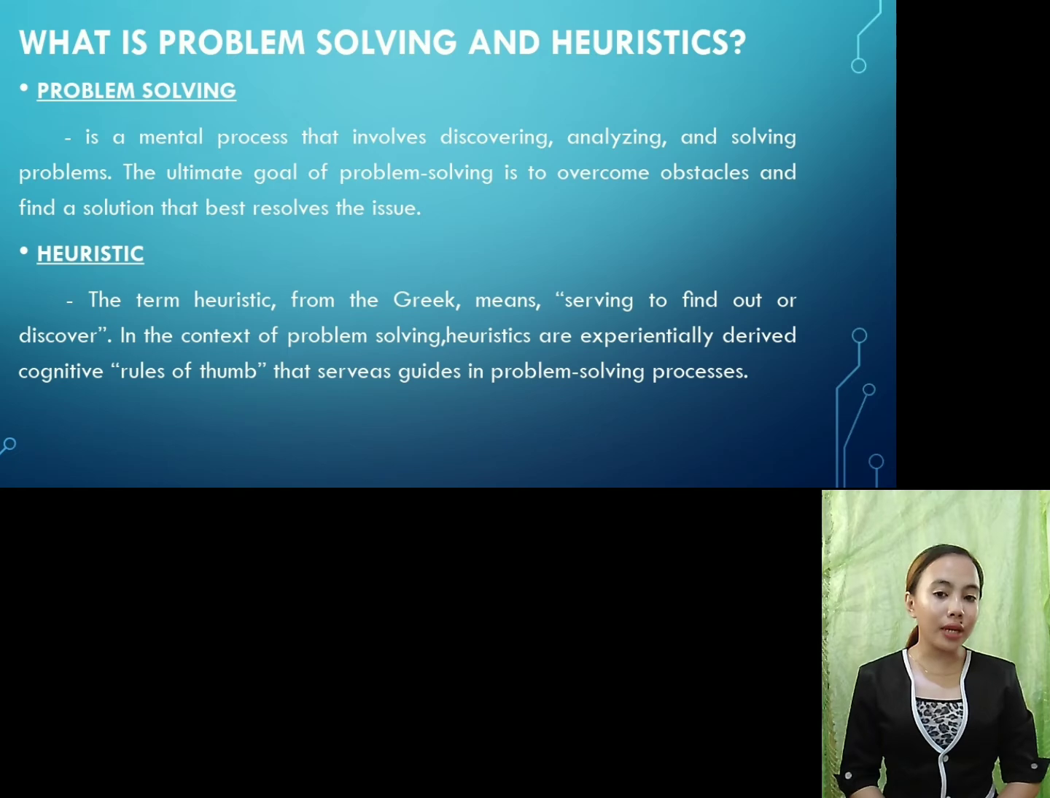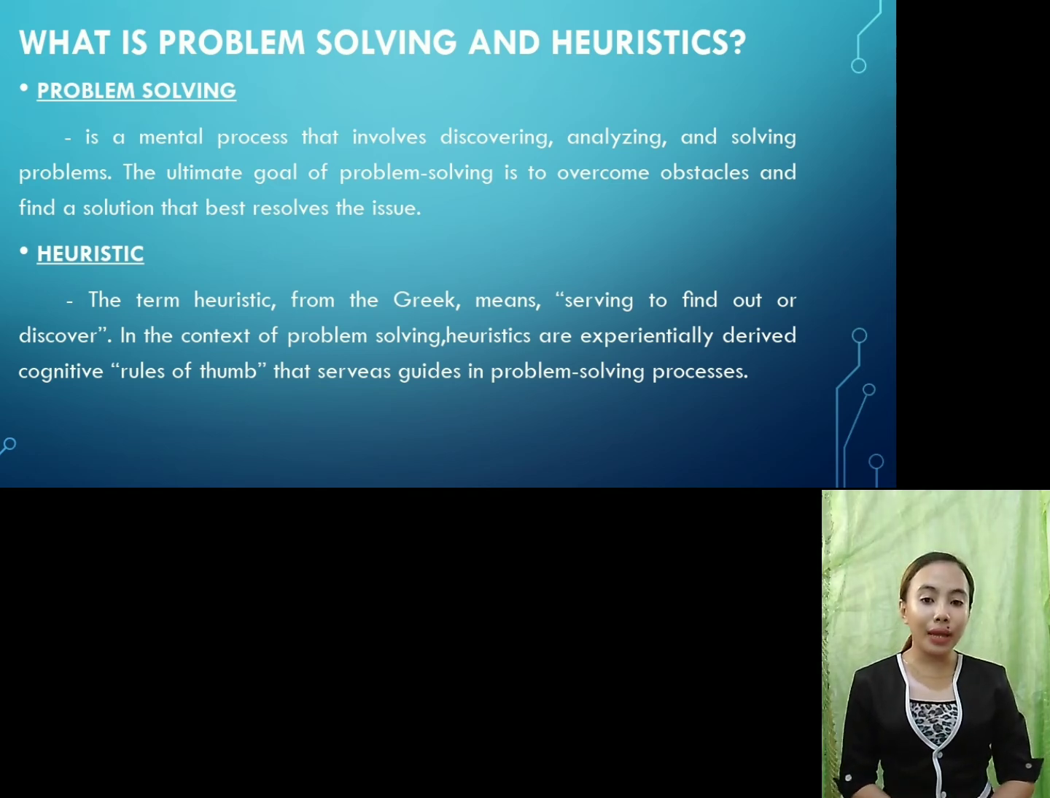So for you, what is problem solving and heuristics? That's right. Problem solving is a mental process that involves discovering, analyzing, and solving problems. The ultimate goal of problem solving is to overcome obstacles and find a solution that best resolves the issue. Second is heuristic. The term heuristics from the Greek means serving to find out or discover. In the context of problem solving, heuristics are experientially derived cognitive rules of thumb that serve as guides in problem solving processes.